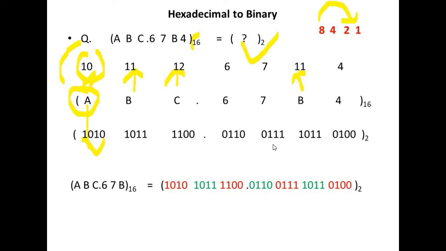So here we can write 10 as 1010. 1010 is 8 plus 2, that is 10. For 11, it is 8 plus 2 plus 1.